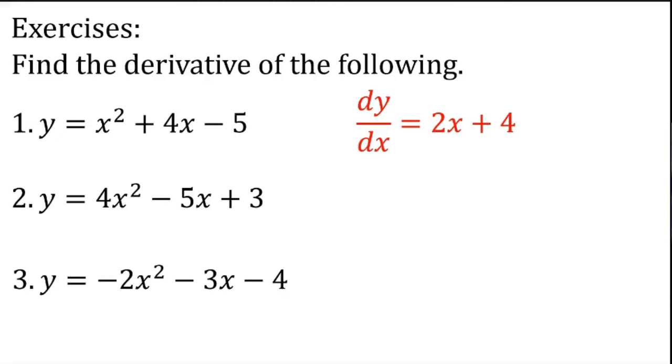How about number 2? Anong sagot mo, Aliana, sa number 2? Di po ako sure, pero dy over dx is equal to 8x minus 5 po. How about you, Kenneth? Same din po, y prime is equal to 8x minus 5 po. Okay. Other students, ganun din ba yung sagot niya? Opo. Okay, very good.